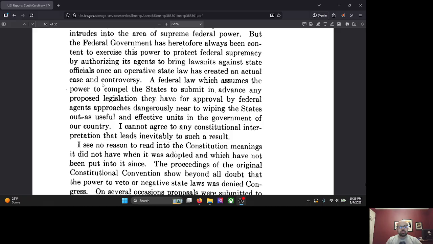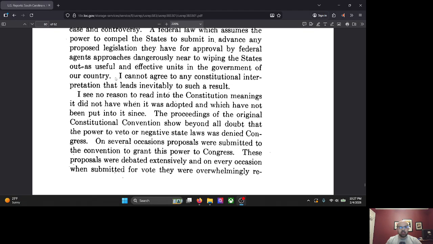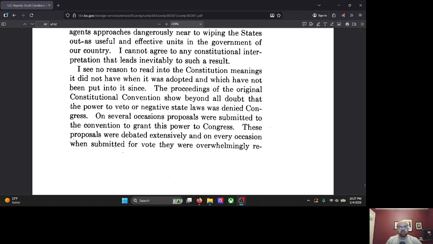A federal law which assumes the power to compel the states to submit in advance any proposed legislation they have for approval by federal agents approaches dangerously near to wiping the states out as useful and effective units in the government of our country. I cannot agree to any constitutional interpretation that leads inevitably to such a result. I see no reason to read into the Constitution meaning it did not have when it was adopted and which have not been put into it since.